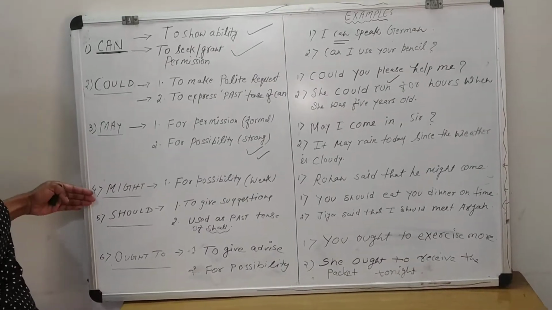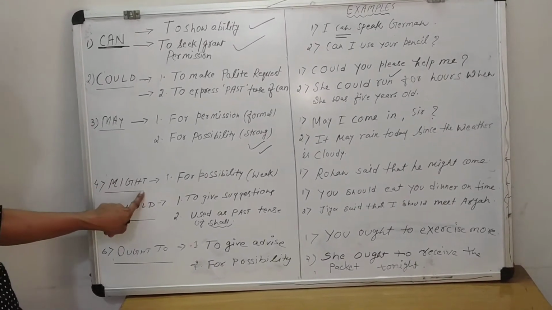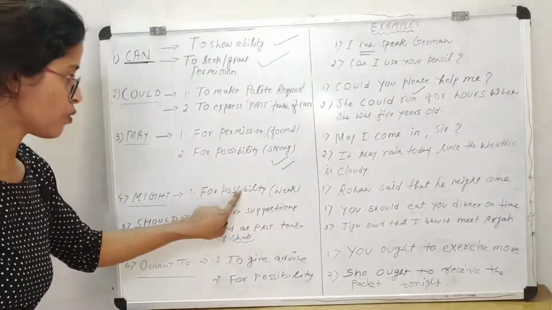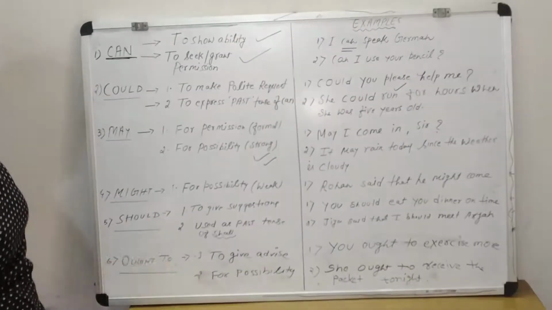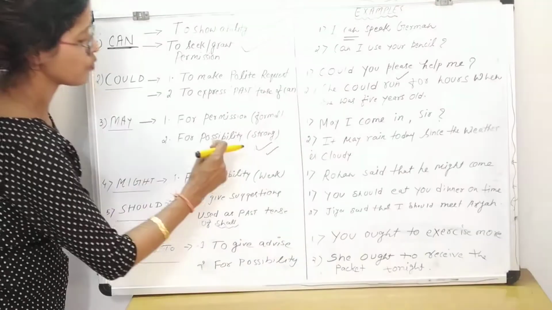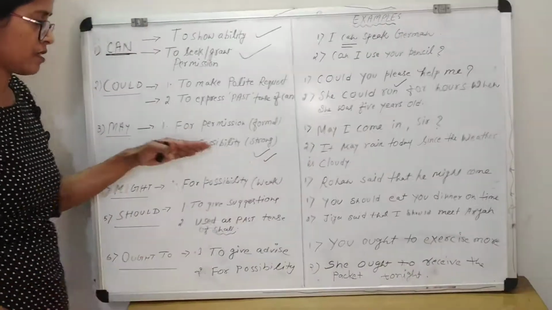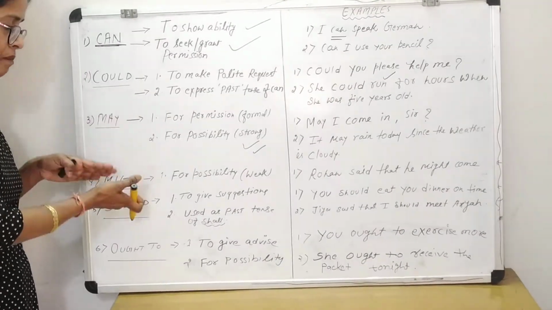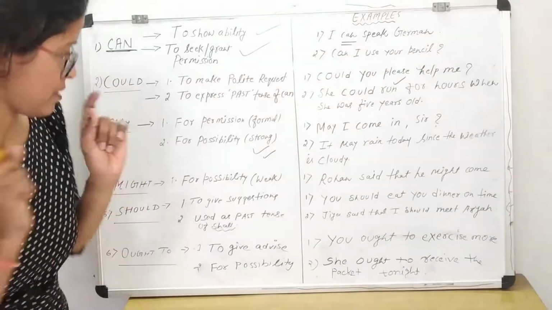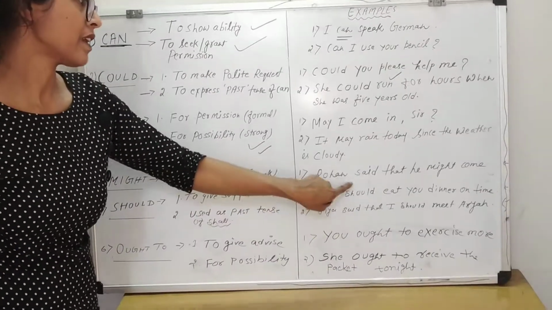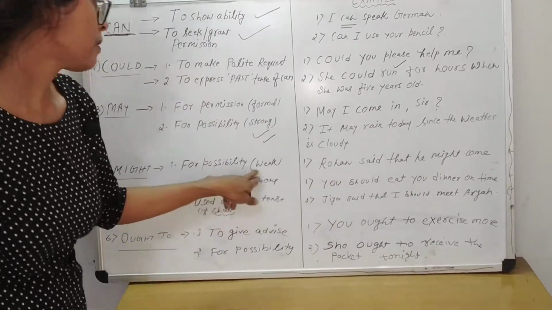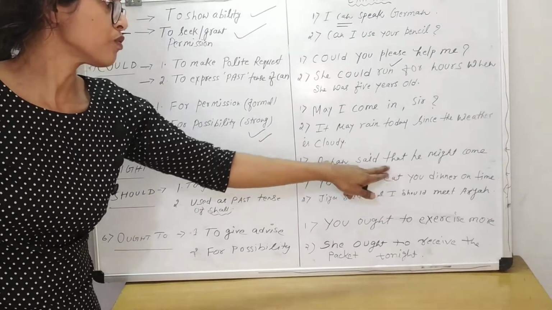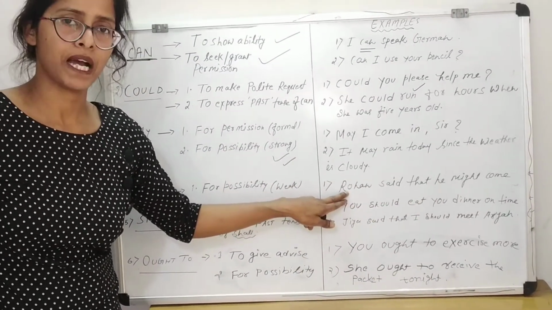Come to the next modal verb. Now might. Again, might can be used for possibility, but it will be used only to show weak possibility, whereas may will always be used to show strong possibility. That is the difference between may and might. Many children get confused while using may and might as far as possibility is concerned. For weak possibility: Rohan said that he might come. Now here the possibility is very, very weak. He might come, so there is no surety that Rohan will turn up.